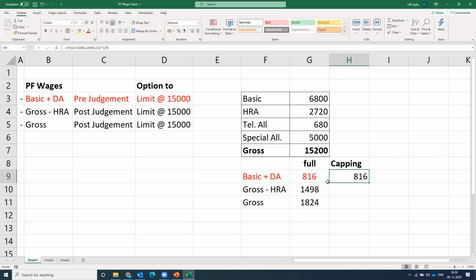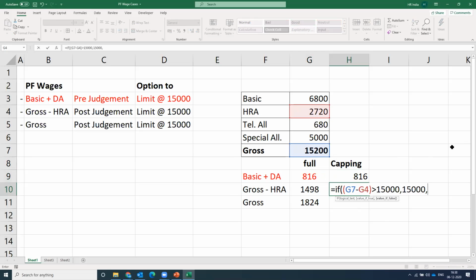So in both ways, if the basic salary is less than 15,000, the contribution would be the same, even if we are calculating on full or applying the capping, because the salary is already less than 15,000. Now applying the same thing on gross minus HRA: if gross minus HRA is more than 15,000, then we want to limit our contribution at maximum 15,000. Otherwise, on the actual gross minus HRA, multiplied by 12%.